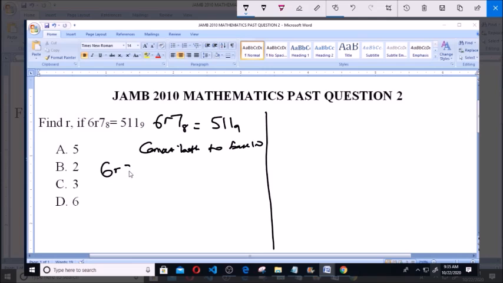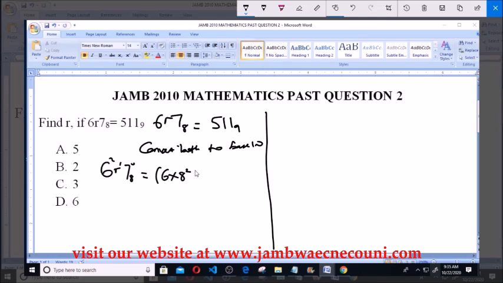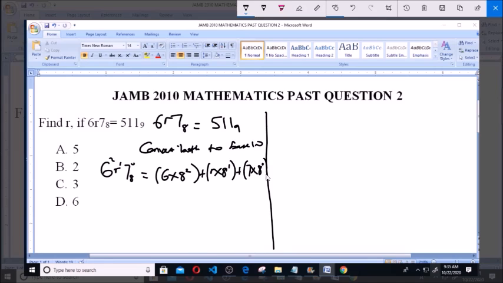Therefore 6R7 base 8 will be equal to 6 multiplied by 8 raised to the power of 2. Remember the powers go from the right to the left, starting from 0, so 0, 1, 2. Plus R times 8 raised to the power of 1 plus 7 times 8 raised to the power of 0. Then 511 base 9 will be equal to 5 multiplied by 9 raised to the power of 2, plus 1 multiplied by 9 raised to the power of 1 plus 1 multiplied by 9 raised to the power of 0.